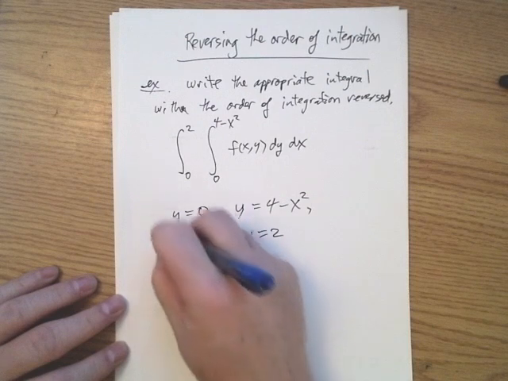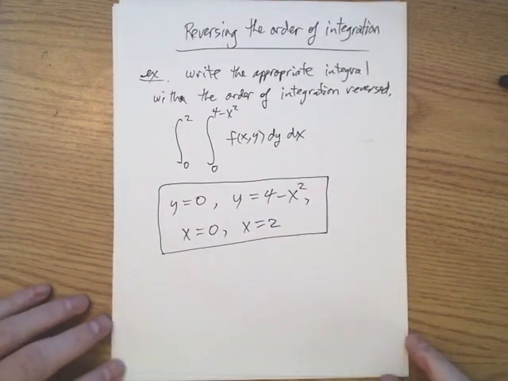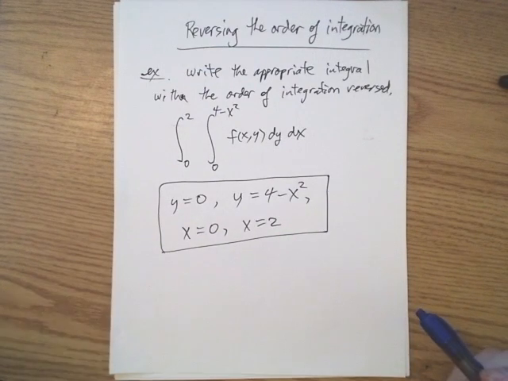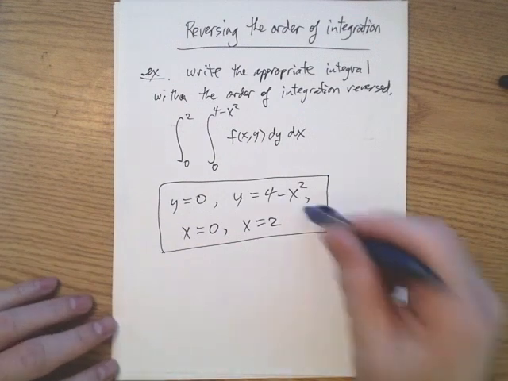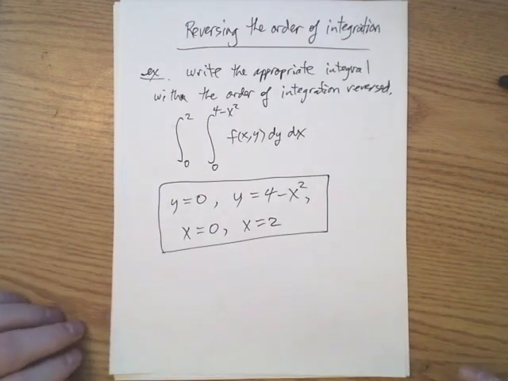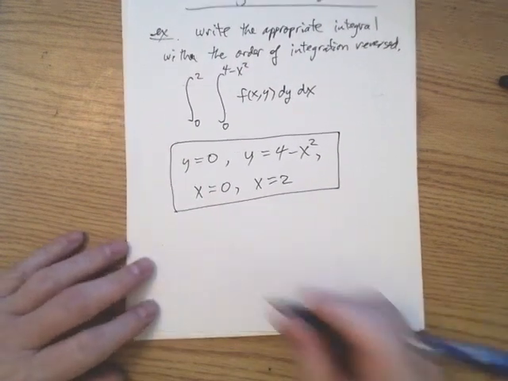Now, when I ask you a question of this kind, you want to extract this bit of information just like this. And what you guys want to do is draw the appropriate region corresponding to these limits. That's in essence half the problem here. So let's go ahead and do that.